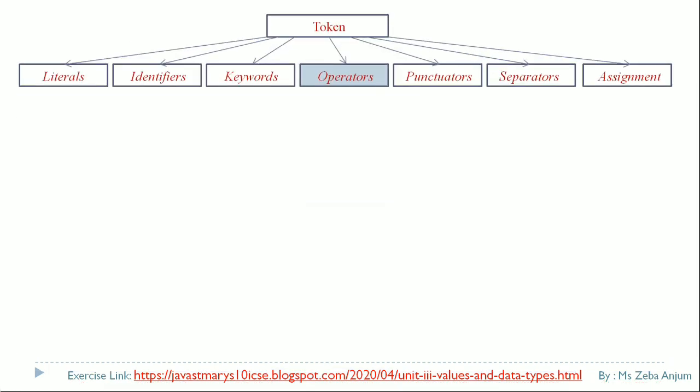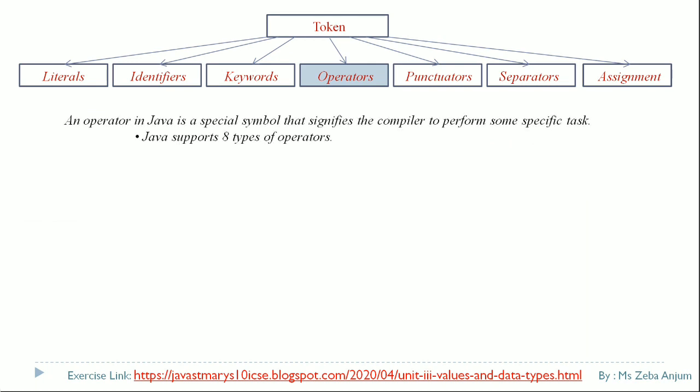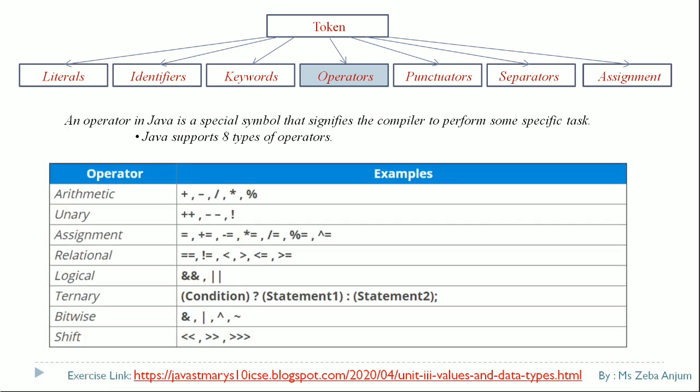Now moving towards your operators. Operators are basically used for solving some expressions, or you can say some arithmetic or mathematical expressions. When we are solving, then we are making use of these operators. An operator in Java is a special symbol that signifies the compiler to perform some specific task. It supports 8 types of operators. See, 8 types of operators we are having.